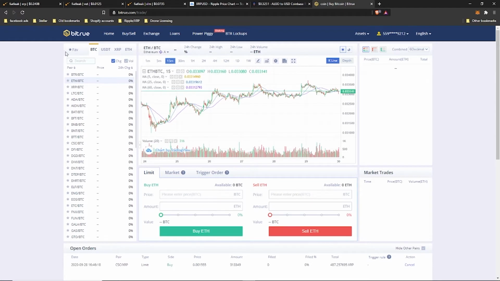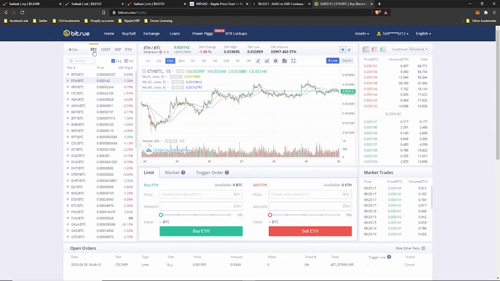Now when you're in here you're going to see pairings. Every exchange has pairings. This is the BTC pairing with every other crypto, so you could buy with BTC, all these cryptos. USDT, you can buy almost all the same cryptos with it. But for me, I'm going to do the XRP pairing. I'm going to come down here, find CSC, I mean.